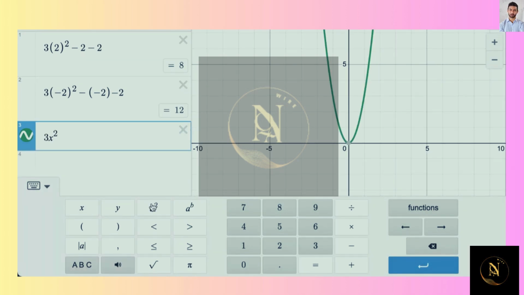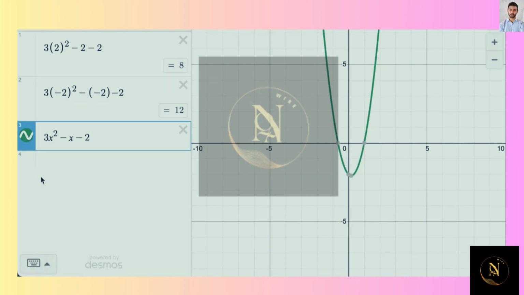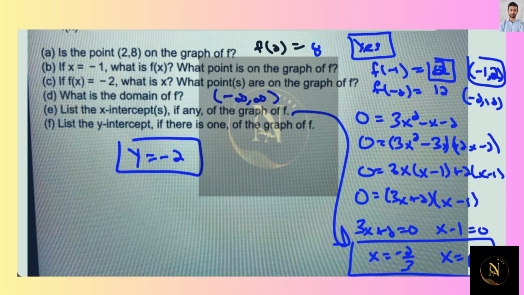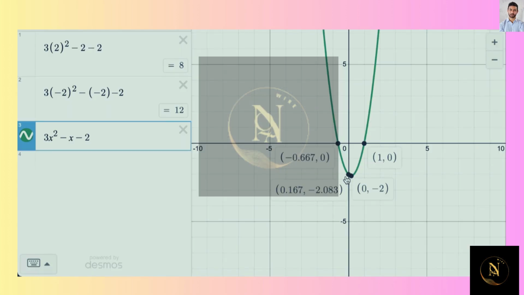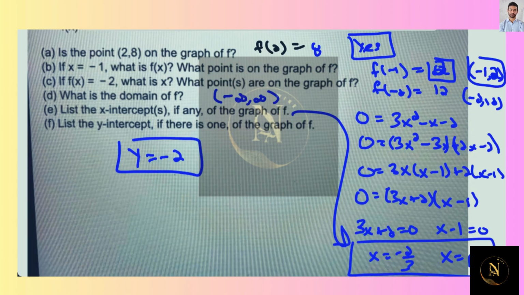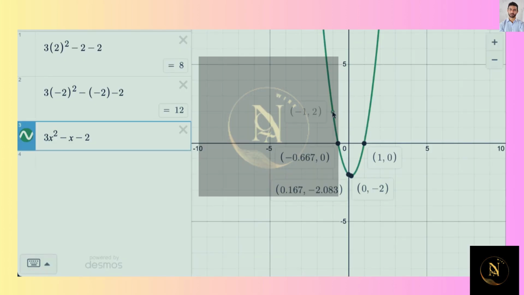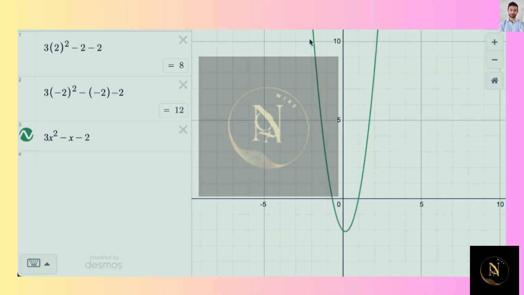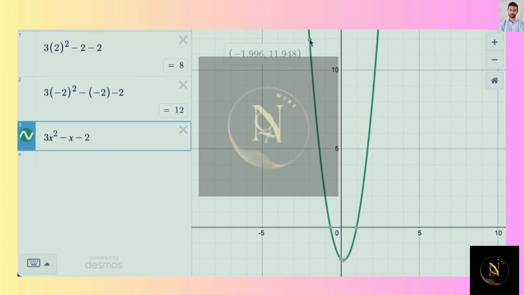3x squared minus x minus 2. We can see that the x-intercepts are -2/3 and 1, as we stated. The y-intercept is at (0, -2). F of -1 and -2: f of -1 is 2, f of -2 is 12. So yeah, you can pull a lot of information just from the graph alone.